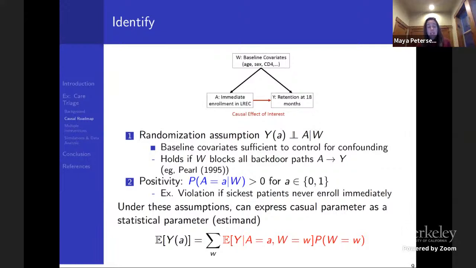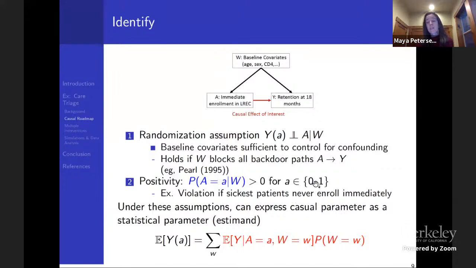The second assumption is an assumption of sufficient support in our data. So basically it says that for this particular causal parameter, where we want to contrast the outcome under immediate enrollment and deferred enrollment, we need some positive probability of both enrolling immediately and not enrolling immediately, regardless of covariate values. So this is actually an assumption that's quite worth giving some attention to, because it can easily be violated simply by the way you frame your question.